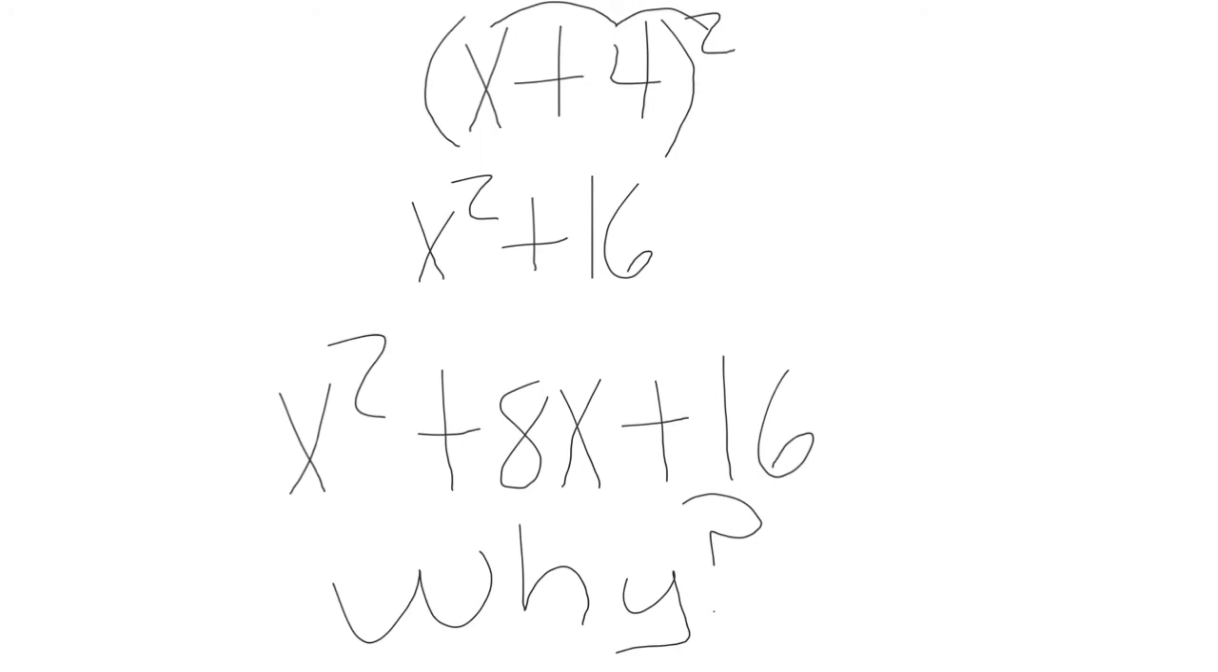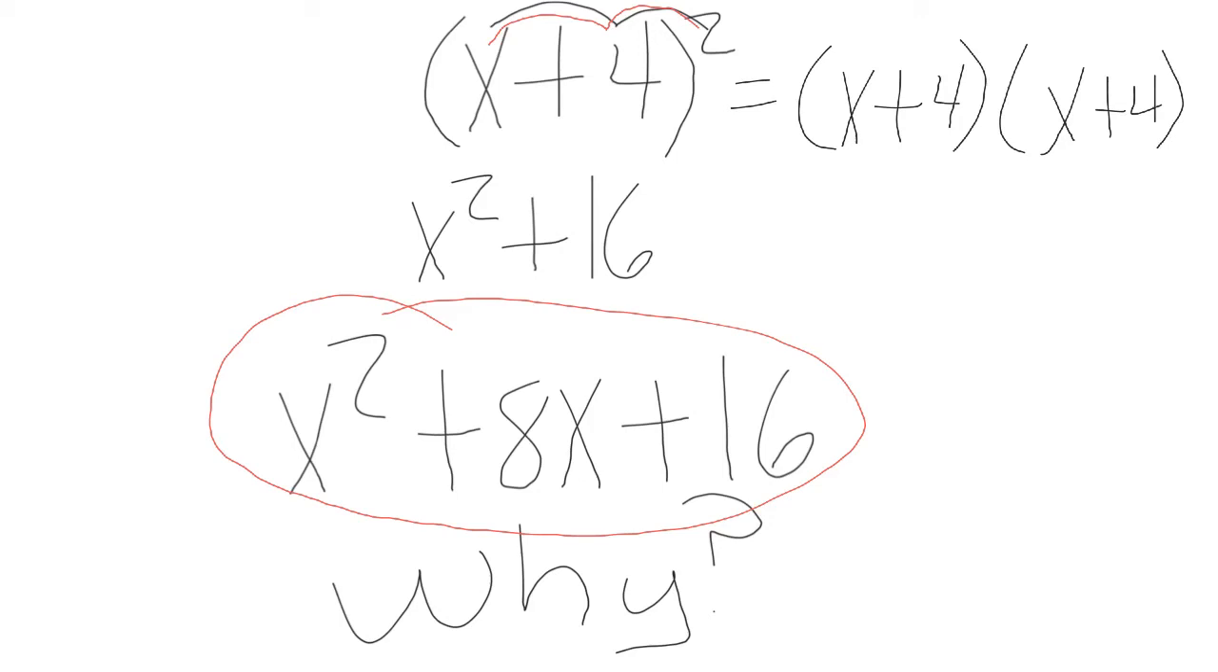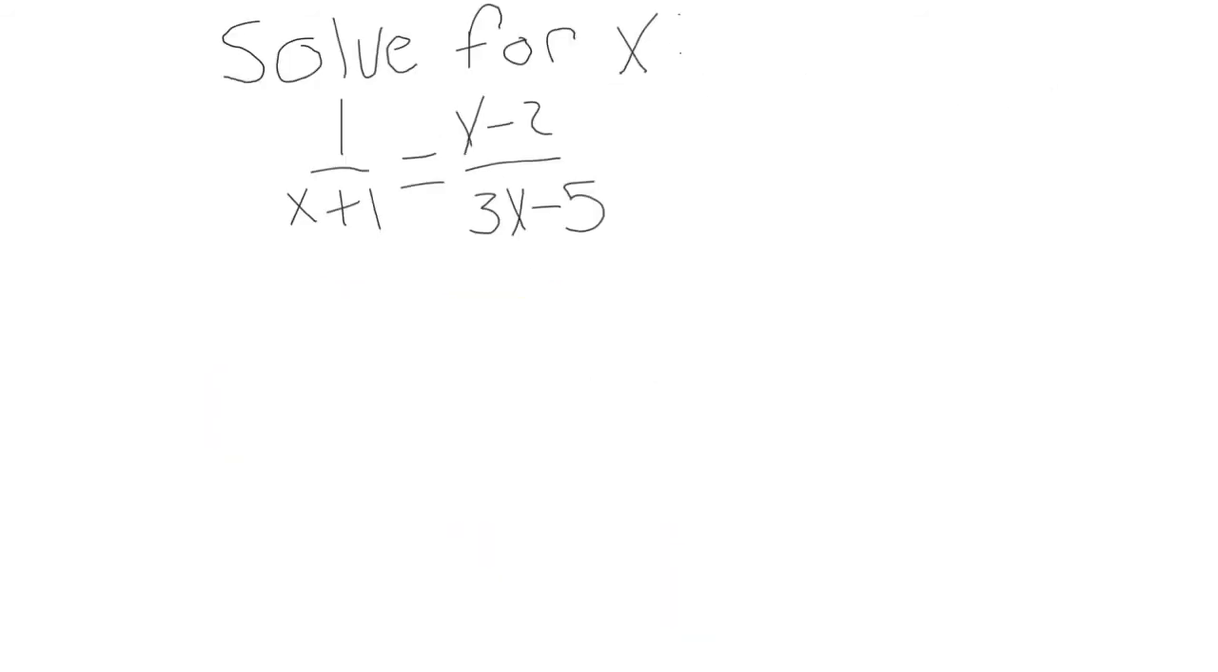Wonderful job. The correct answer is this. You cannot simply distribute this 2 through. This x plus 4 squared is the same thing as x plus 4 times x plus 4. And from there, you can distribute. You cannot just put this exponent through.